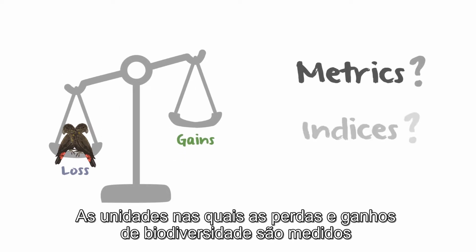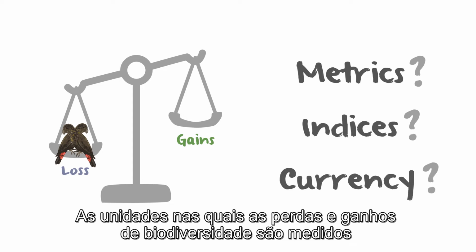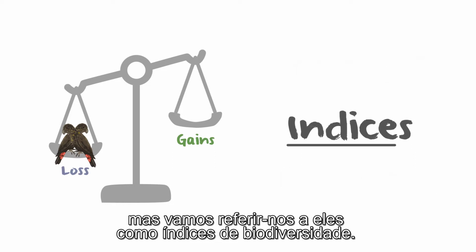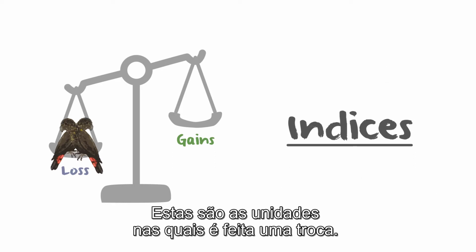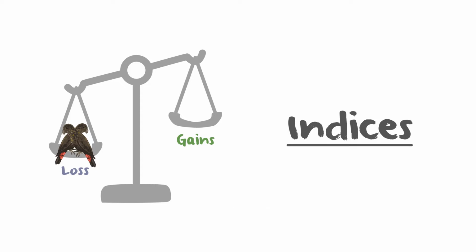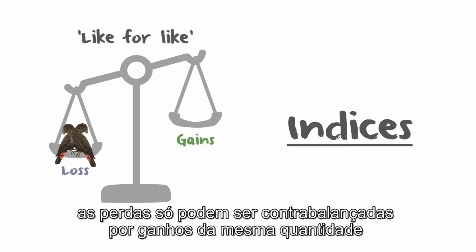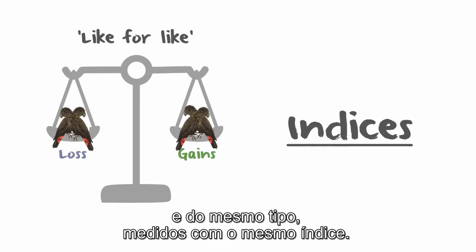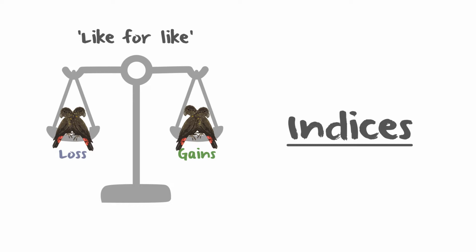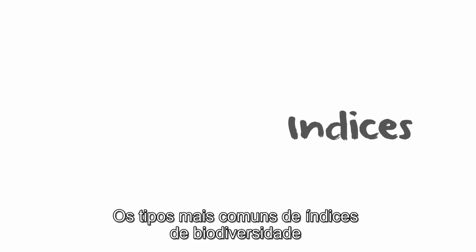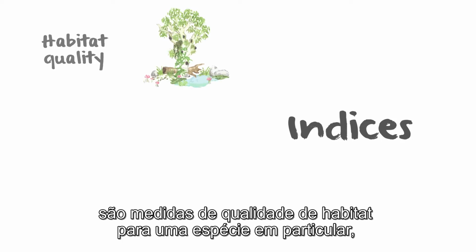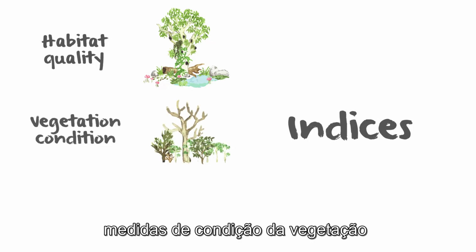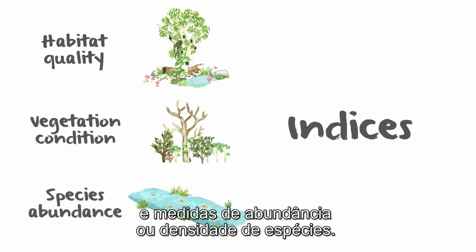The units in which biodiversity losses and gains are measured may have many different names, but we will refer to them as biodiversity indices. These are the units in which an exchange is made. In like-for-like offsetting, losses can only be counterbalanced by gains of the same amount and of the same type, measured with the same index. The most common types of biodiversity indices are measures of habitat quality for a particular species, measures of vegetation condition, and measures of species abundance or density.